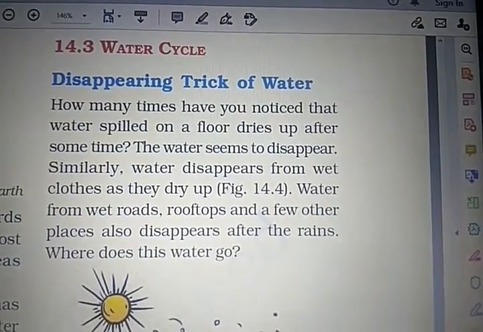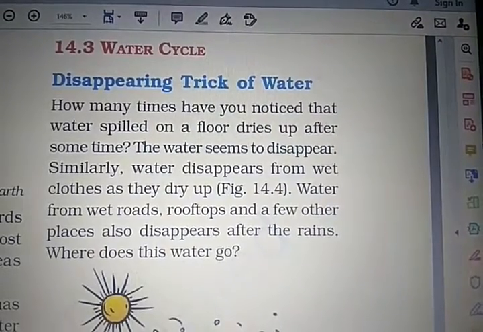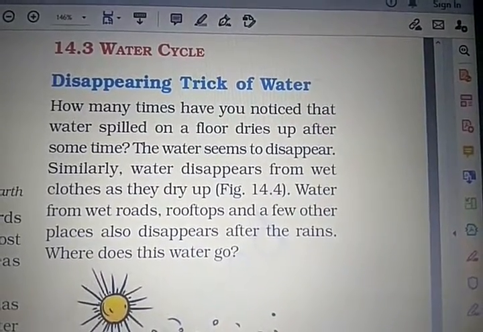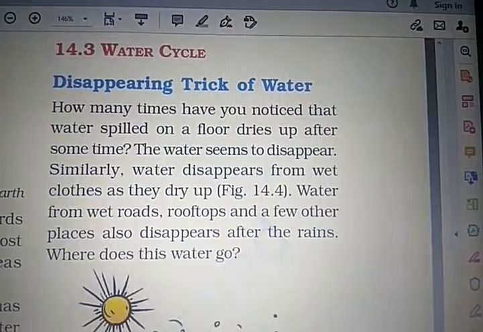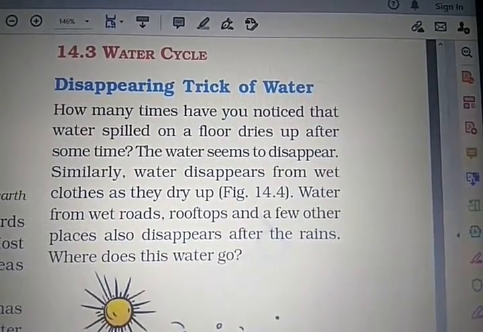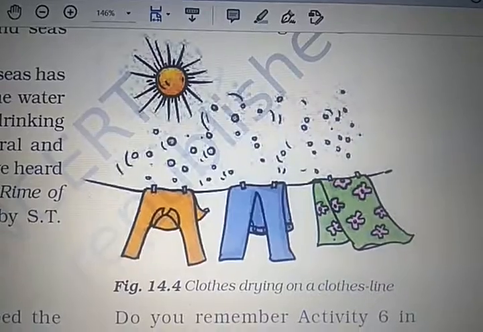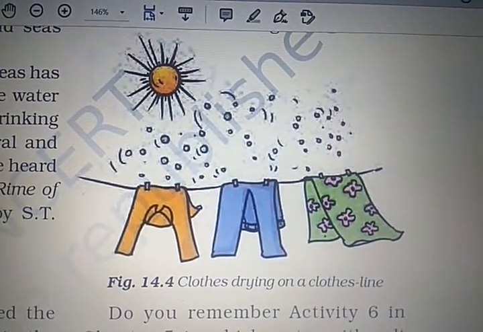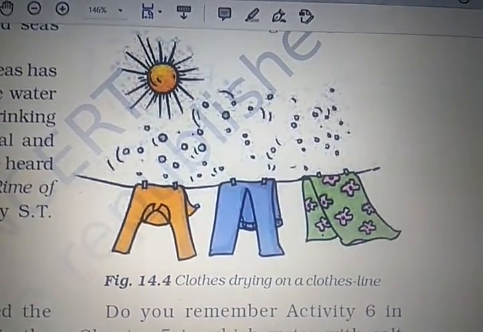Water from wet roads, rooftops, and a few other places also disappears after the rains. Where does this water go? Here you can see the clothes drying on a clothesline.